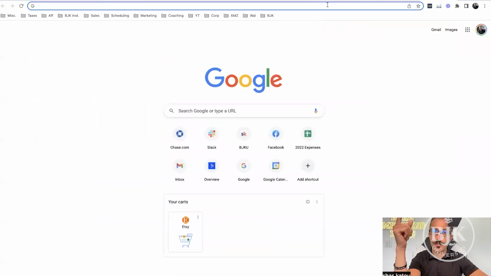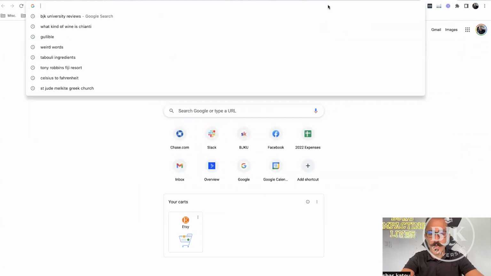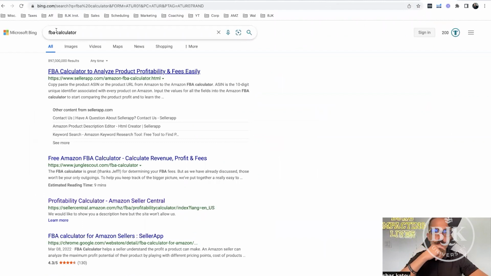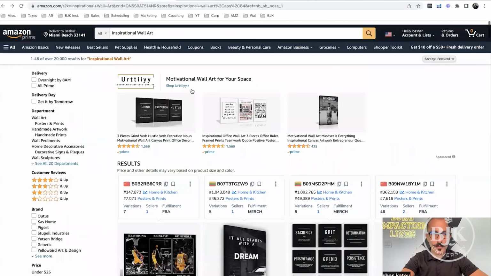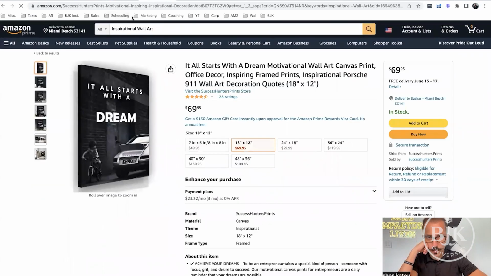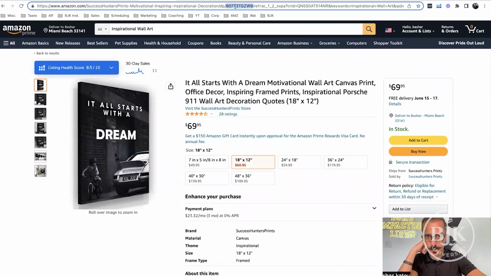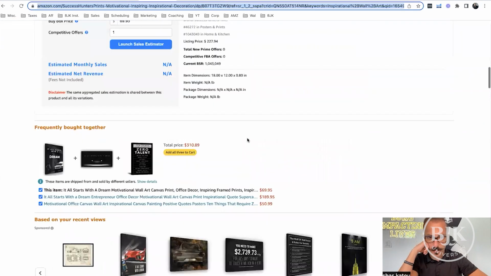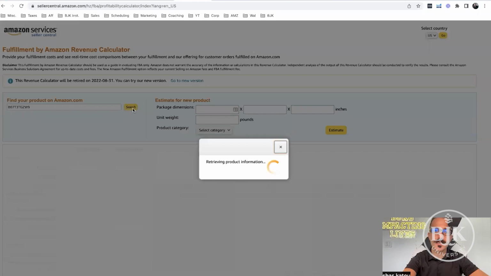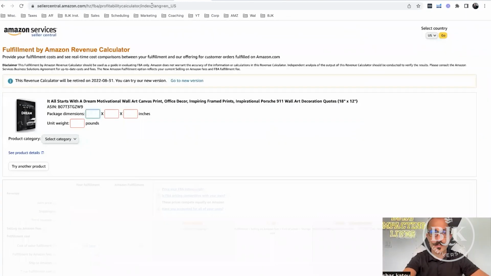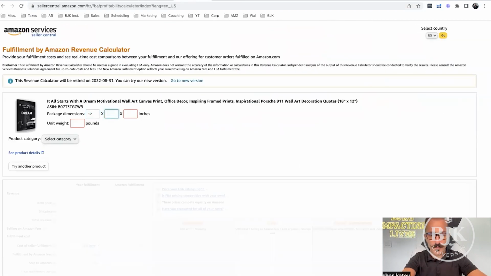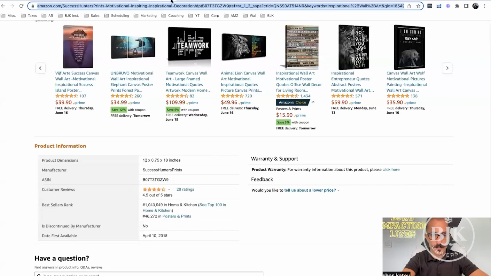Okay. The other thing you want to do is go to a tool called FBA Calculator, and then you want to figure out one of those. Let's say you figured, okay, I want to probably sell this one. You want to grab their ASIN number, which is right here at the top in the link, or at the bottom right over here, ASIN number, and then you put it right here. And what this is going to tell you is how much Amazon is going to charge you in FBA fees. So it's asking you for dimensions. So it's 12 by 0.75 by 18.